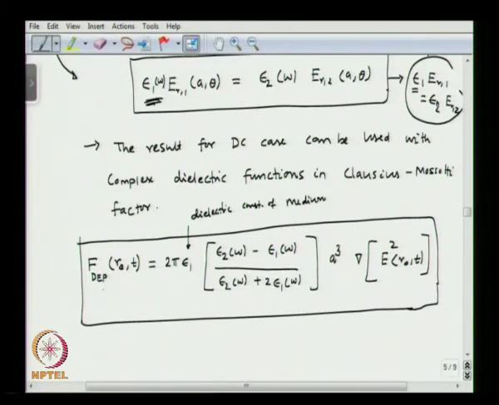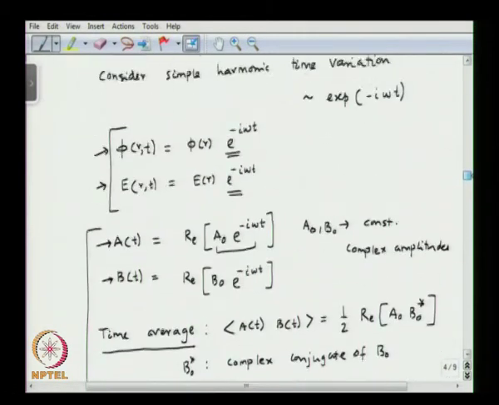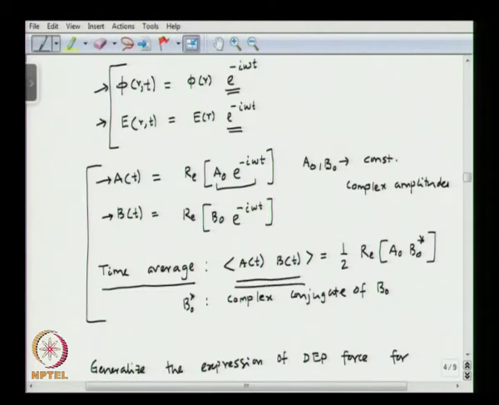Now, this is time dependent. So, we have to find a time averaged dielectrophoretic force. So, you can find the time averaged DEP force, which is F DP. Now, here if you look at what we had seen earlier, okay, we had A T and B T.